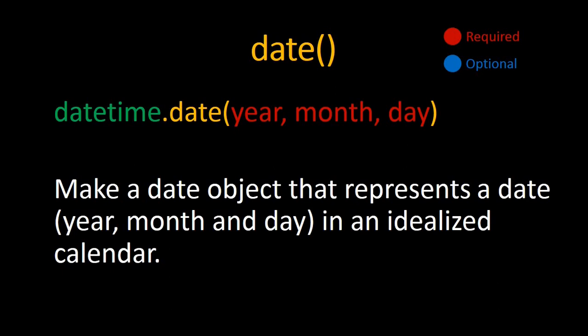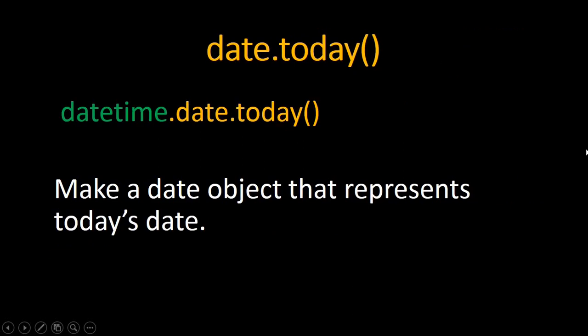Okay, and now we have two main ways to make a date object. The first way, as you can see, we just type here the name of the library, which is datetime, and then dot and date, open and close parentheses, and here you have three needed and required parameters: the year, the month, and the day. So what this does is make a date object that represents a date, year, month, and a day in an idealized calendar. So that is the first way, and we will see it in PyCharm in a minute.